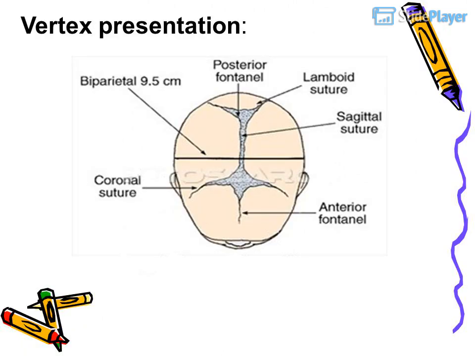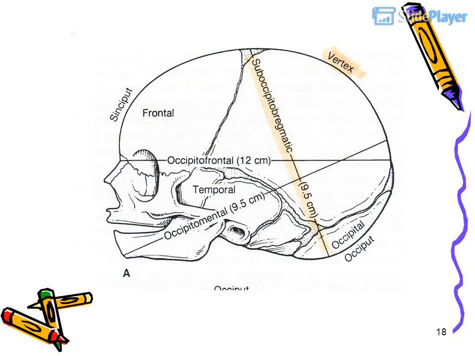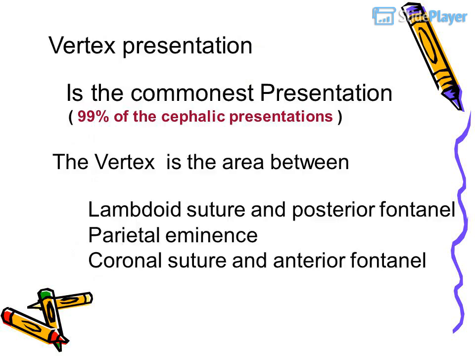Vertex presentation. It is the commonest presentation, 99% of the cephalic presentations. The vertex is the area between the lambdoid suture and posterior fontanelle, the parietal eminences, the coronal suture and the anterior fontanelle.